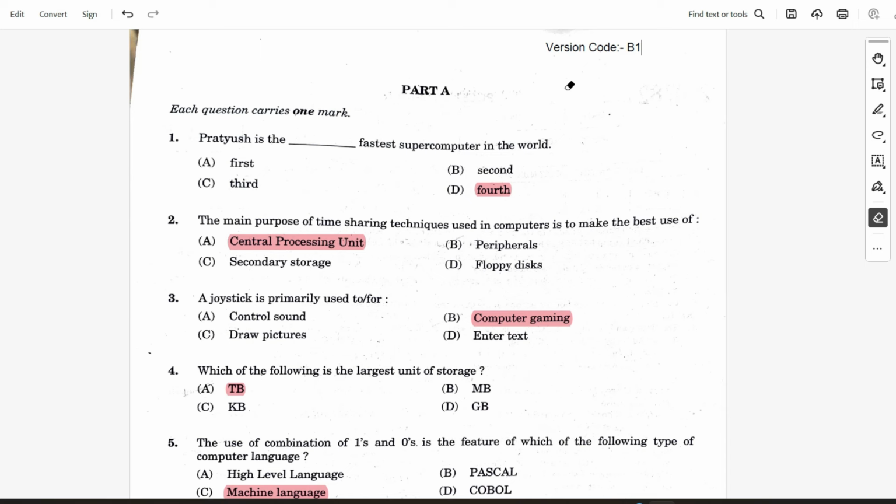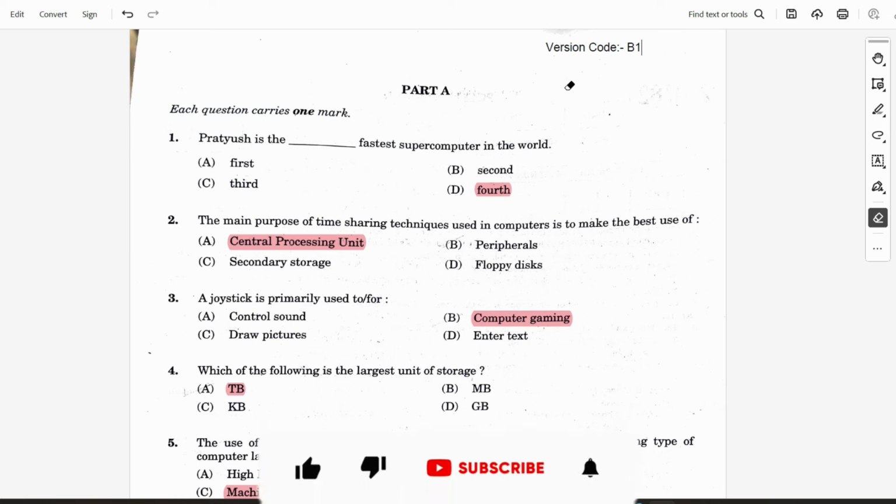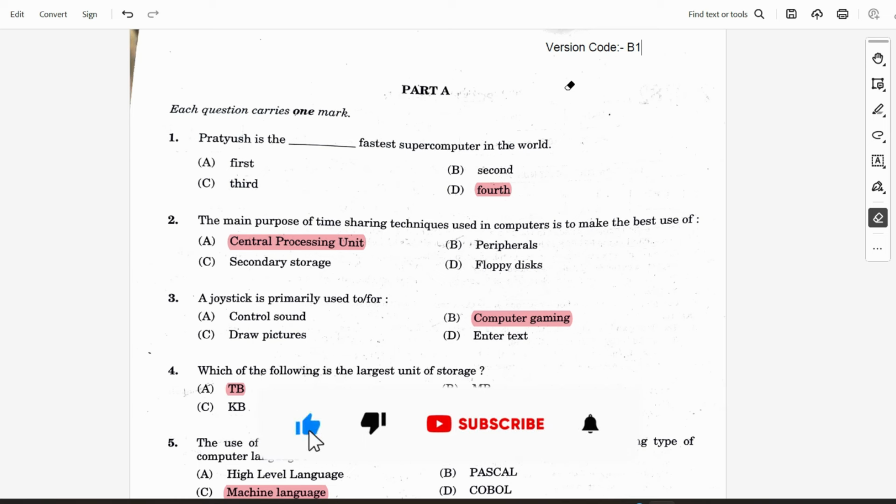I agree there are some questions which take time and some which can be answered directly. There are standard questions, as well as some confusing questions, and even some wrong questions. So we will discuss in detail.